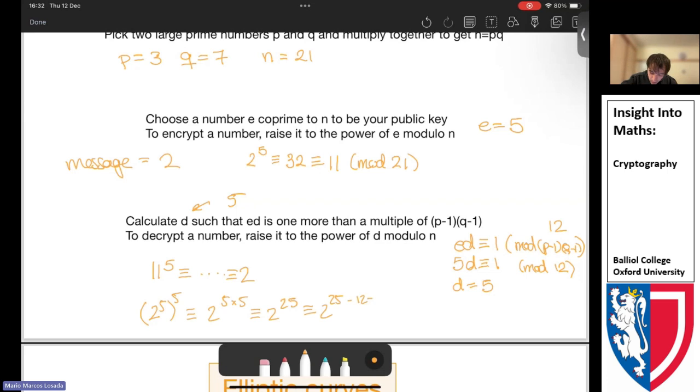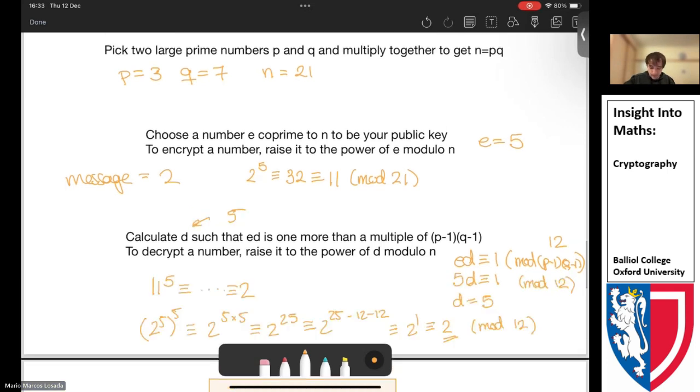So in particular, it's 2 to the 25 minus 12 minus 12, but that's just simply 2 to the 1, and 2 to the 1 is just equal to 2. Right? So this procedure basically allows us to encrypt a number, and then by raising it even more, loop all the way back around to the original message. And so in this way, we've decrypted it: our original message was just 2, modulo 12. Okay. Does this make sense?